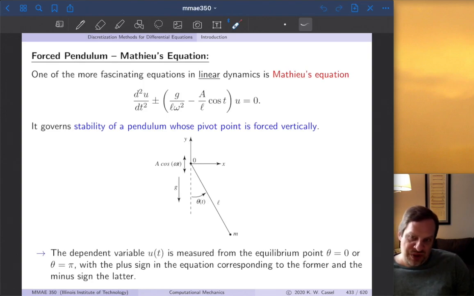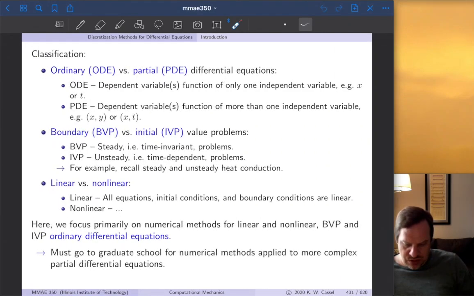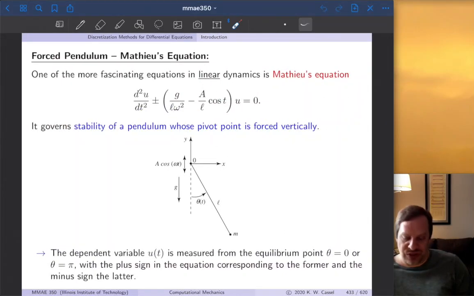Is it an ODE or a PDE? Well, you see ordinary derivatives, so it's an ordinary differential equation. There's only one independent variable, time, in this case. What was the other thing I'm missing? Oh yeah, boundary value or initial value problem. So it's an initial value problem. We're going to start with t equal to 0 and then see how it evolves in time.